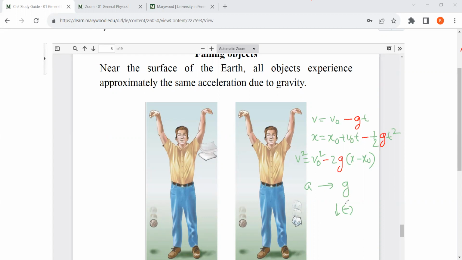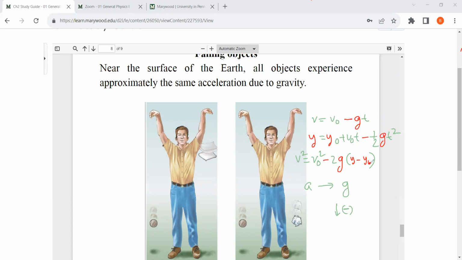And also because free fall happens in the vertical direction, we should also change x to y. So let's change this. The equations will be: y equal to y0 plus v0t minus half gt square, and so on, with y minus y0. So these are the three equations we need to explain the freely falling object.